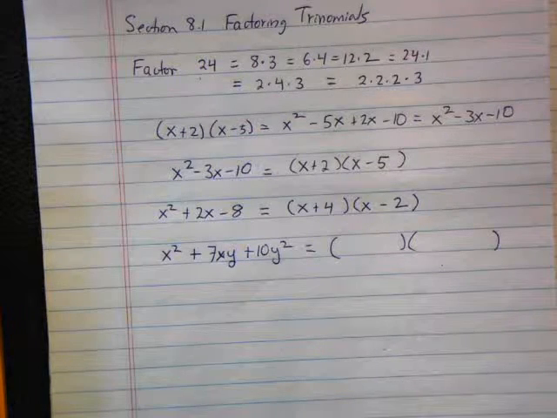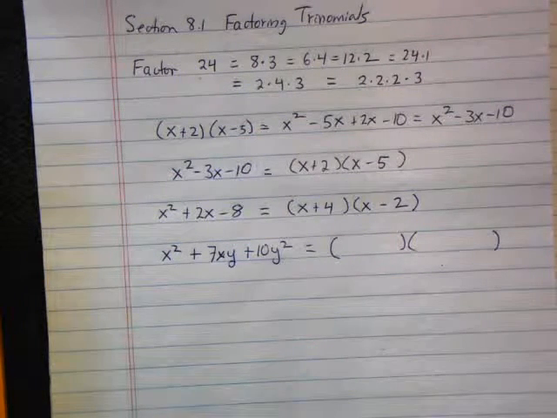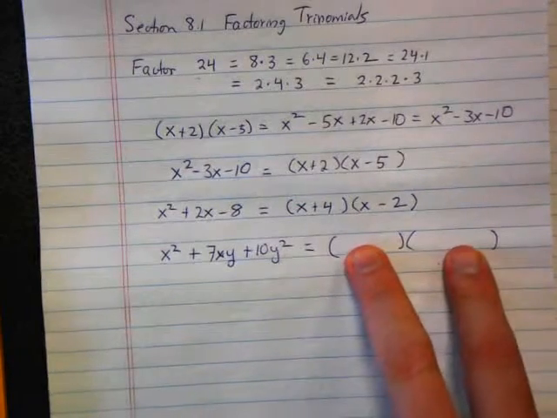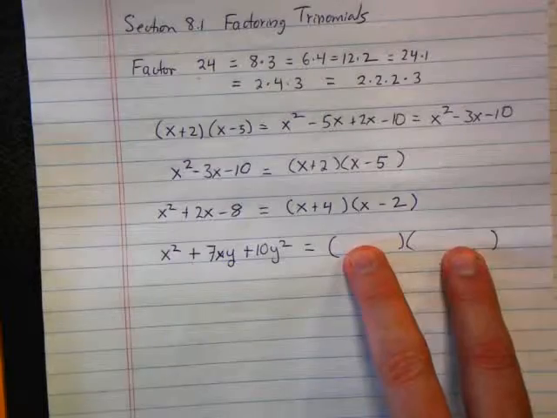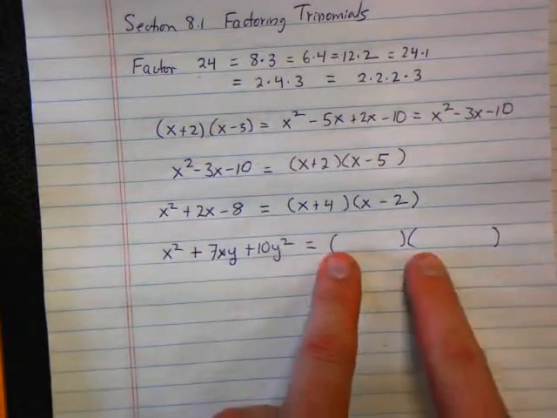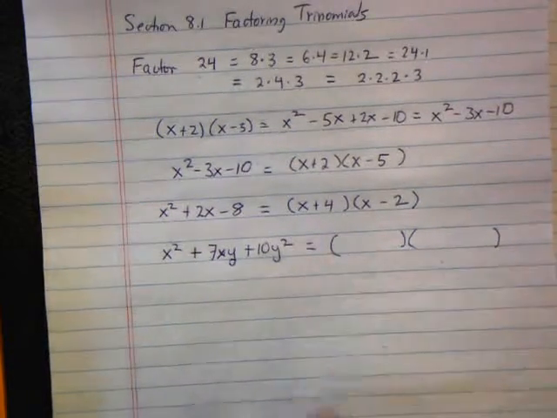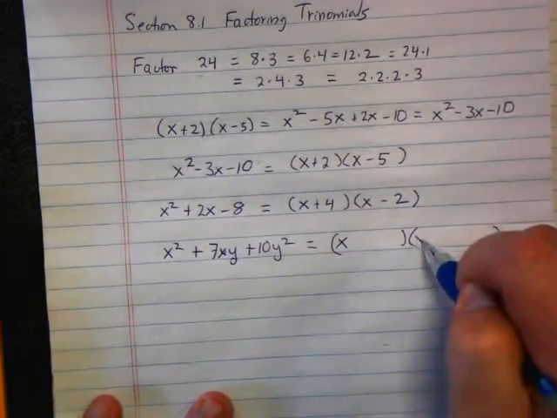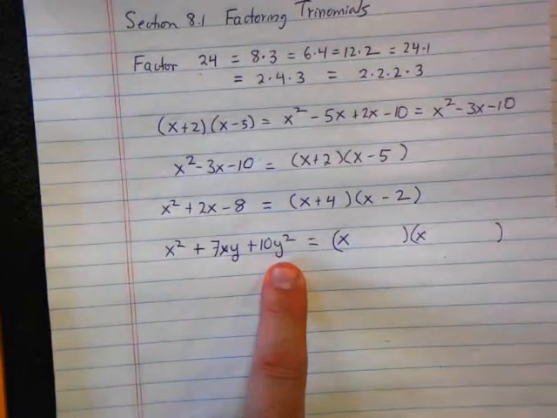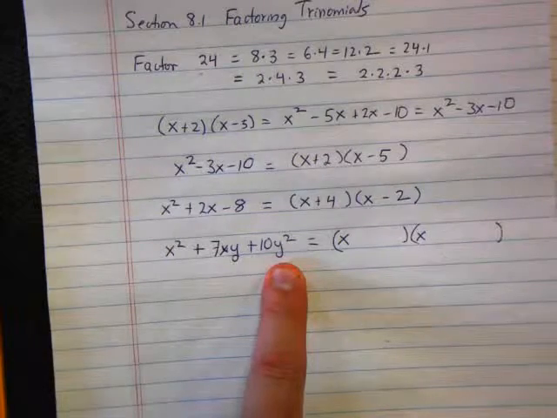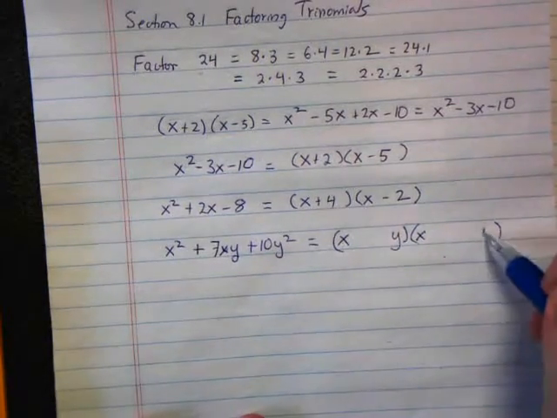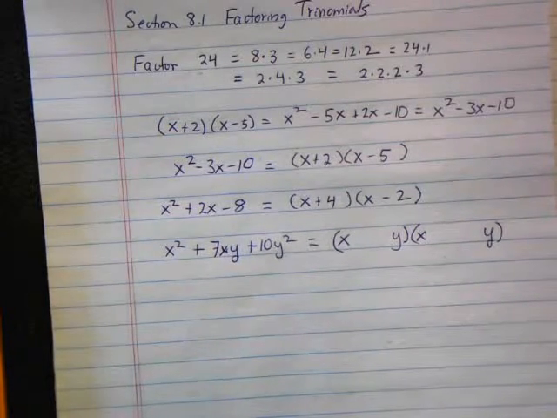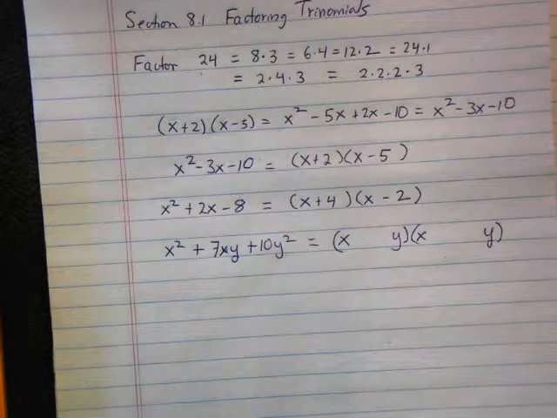I'm going to have what? I'm going to have two factors, yep. And what's going to happen in these two factors? It's going to include x and y. So how am I going to get the x squared up front? I have to have an x and an x. How am I going to get the y squared on the other end? I've got to have a y and a y. That's all. So having the two letters in there really doesn't change a whole lot. And then I deal with the numbers.